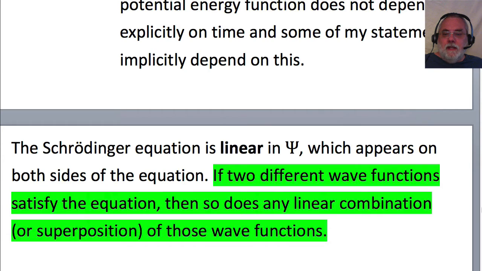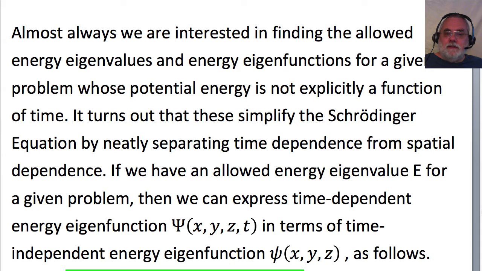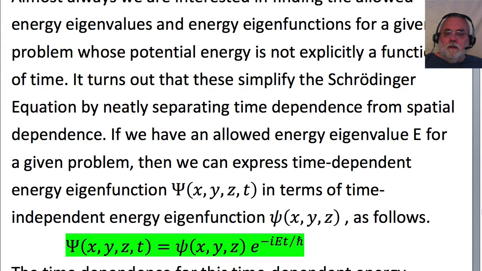The Schrödinger equation is linear in psi. Psi appears on both sides of the equation. If 2 different wave functions satisfy the equation, then so does any linear combination or superposition of those wave functions. Almost always, we're interested in finding the allowed energy eigenvalues and the corresponding energy eigenfunctions for a given problem whose potential energy is not explicitly a function of time. It turns out that these simplify the Schrödinger equation by neatly separating the time dependence from spatial dependence.